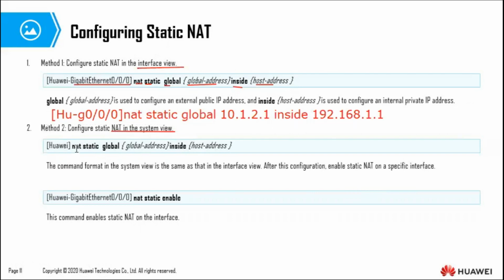Otherwise, you can configure on the system view, by using the same command, nat static global, then the global IP address inside that. But once you've done that, you need to configure on the particular interface that will implement NATing. So you have to go to an interface, then use the command nat static enable.